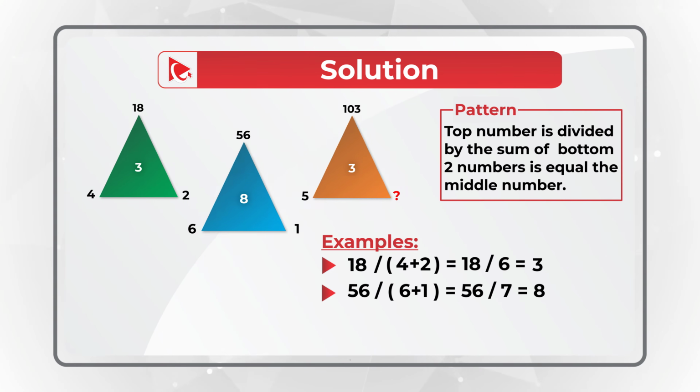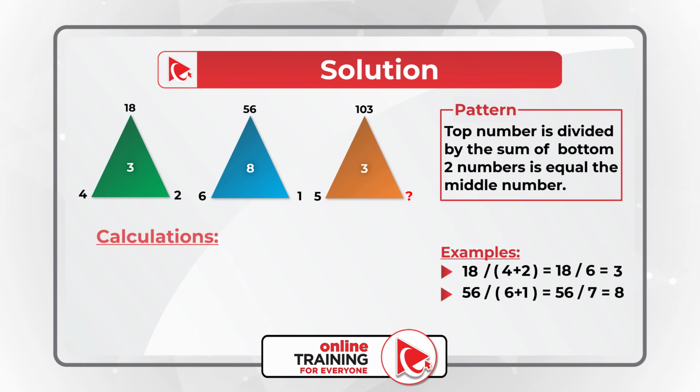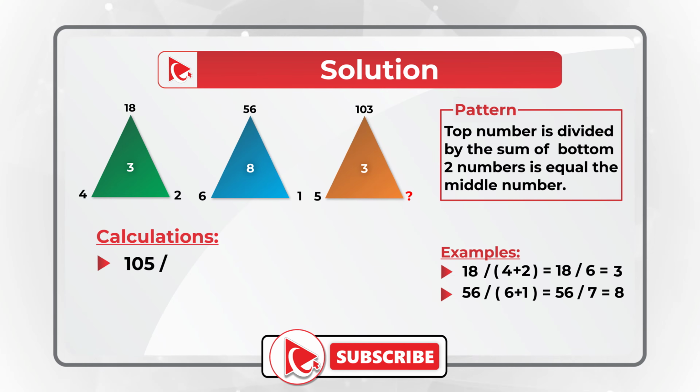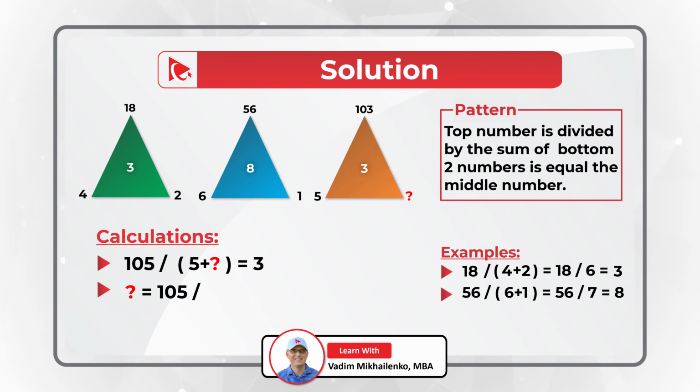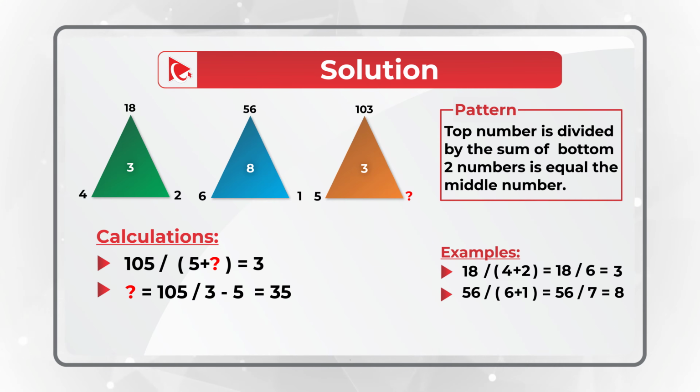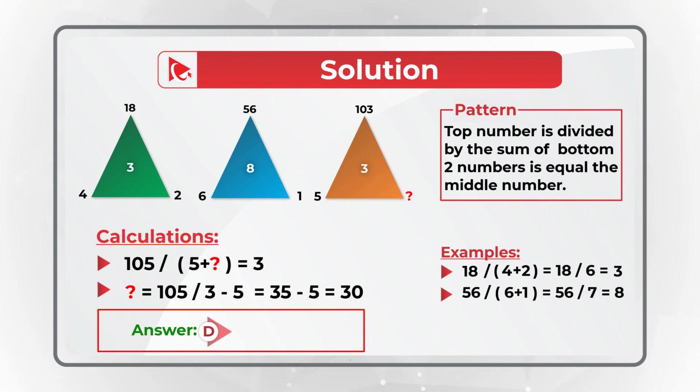So to calculate the missing number, we need to build an equation. 105 divided by 5 plus missing number equals 3. To calculate the missing number, we need to divide 105 by 3 and subtract 5. 35 minus 5 equals 30. So the answer is choice D, 30.